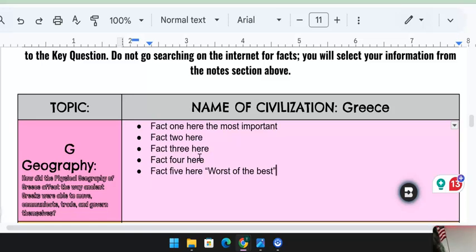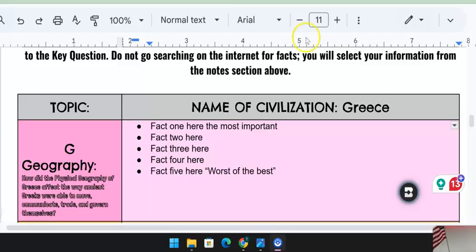Okay, so our lights are going to turn to purple. You are going to have about 5 minutes to decide what 5 facts, in your opinion, help you to best answer the question for geography. Ready, set, go.